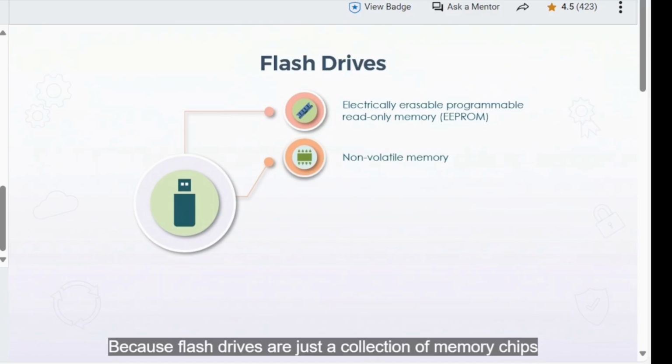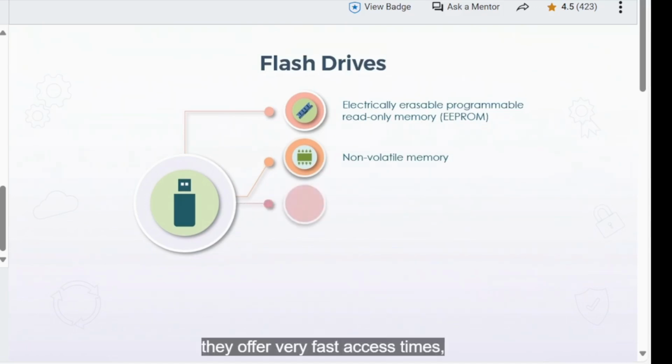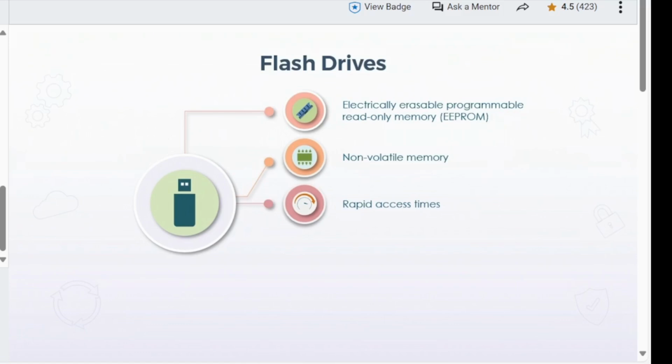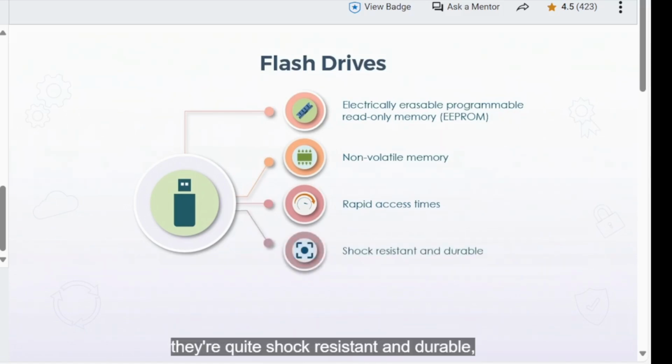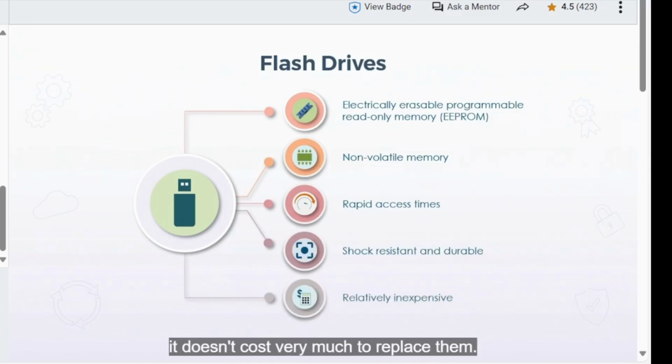Because flash drives are just a collection of memory chips, they offer very fast access times, and due to their small size and light weight, they're quite shock resistant and durable, and even if damaged or lost, it doesn't cost very much to replace them.